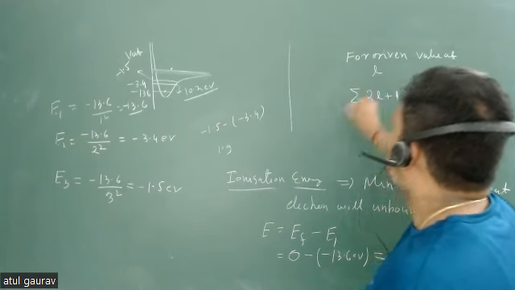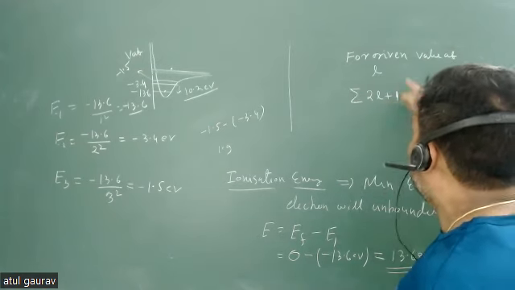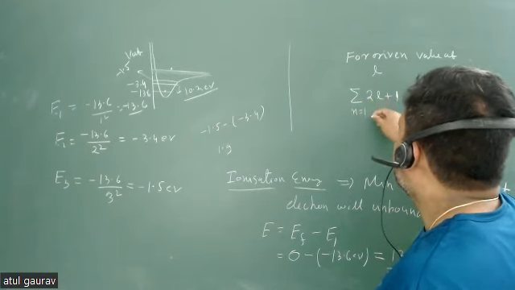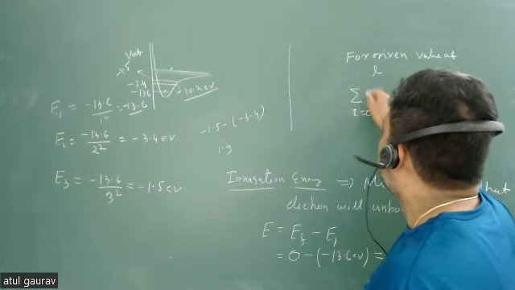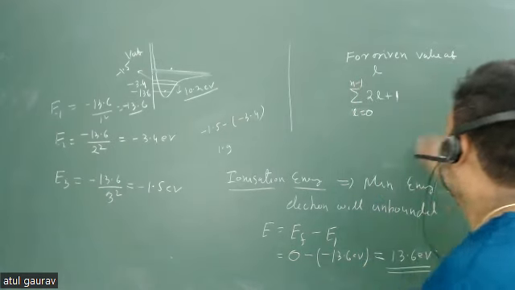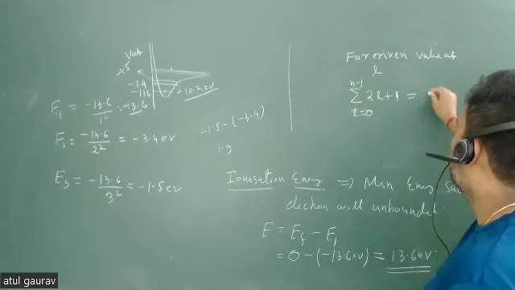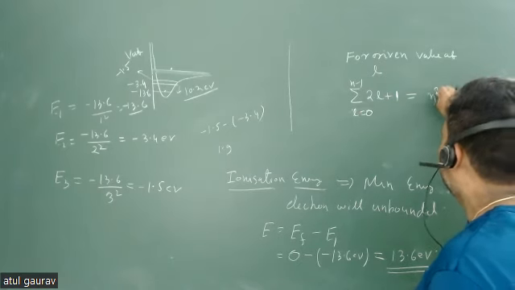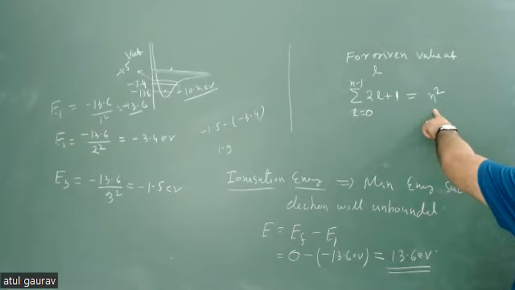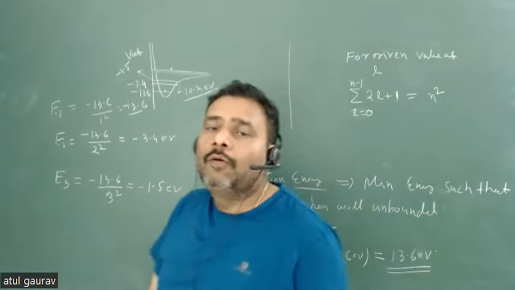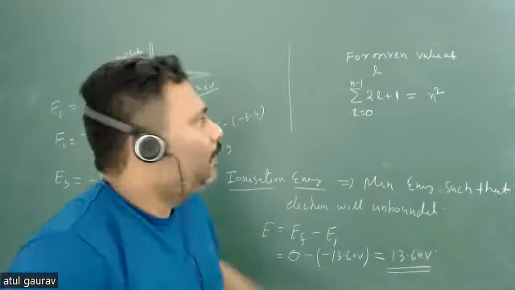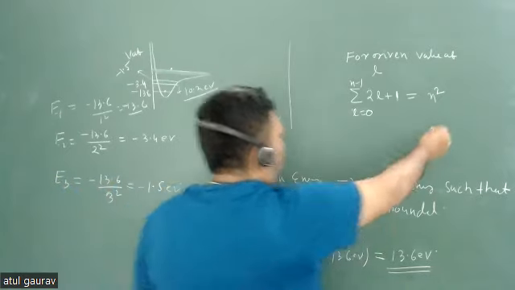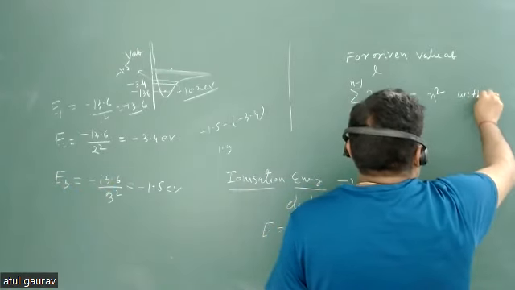And if you sum over all possible values of l, where l will be from 0 to n minus 1, then this value is n squared. So this is the degeneracy n squared when we are not including the spin. But the electron is a spin half particle. So obviously, this is without spin. Without spin.